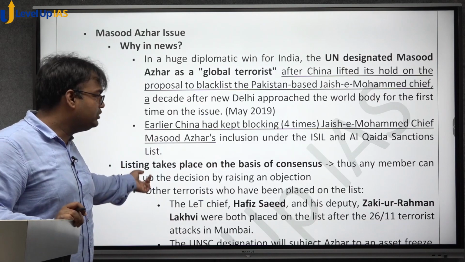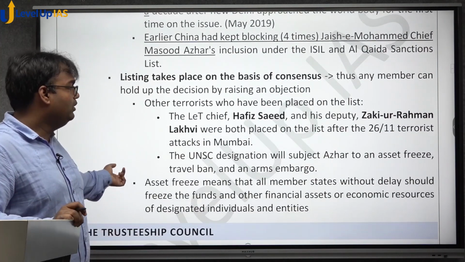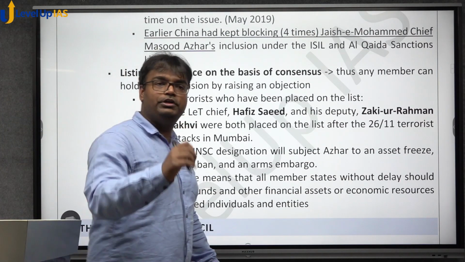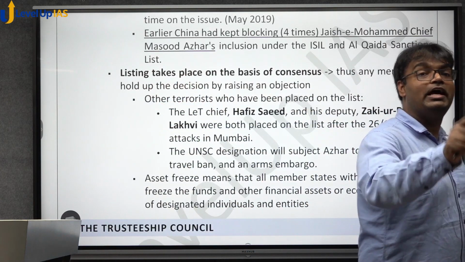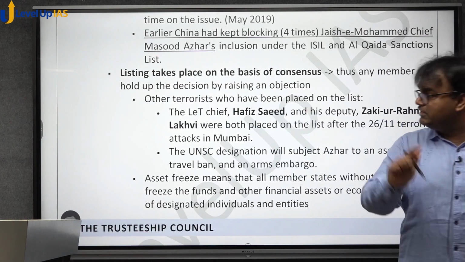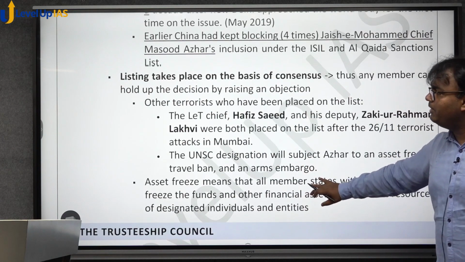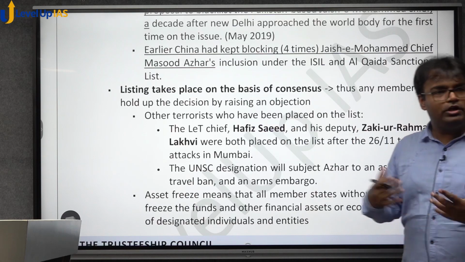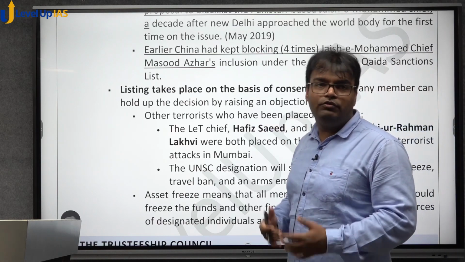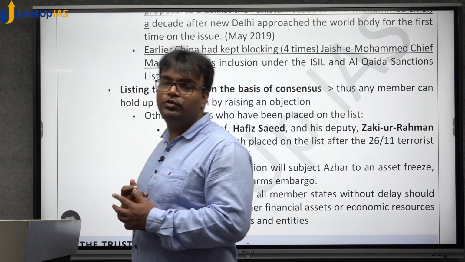So now Masood Azhar has been included under this, what will be the impact? There would be a travel ban imposed, an arms ban imposed, and freezing of the assets of Masood Azhar. This has been done for other terrorists in the past, for Hafiz Saeed and Zakir Rahman Lakhvi. These people have already been included in this sanction regime. We were not able to get Masood Azhar included in it.